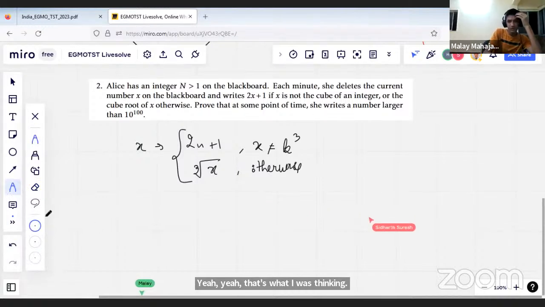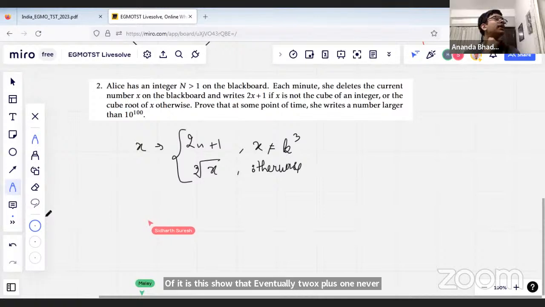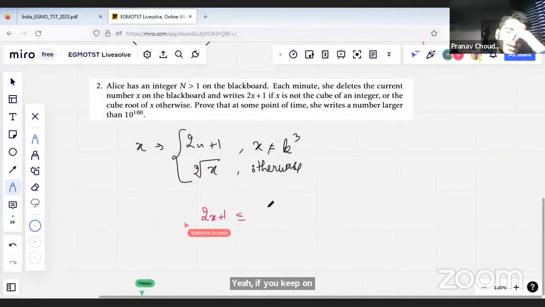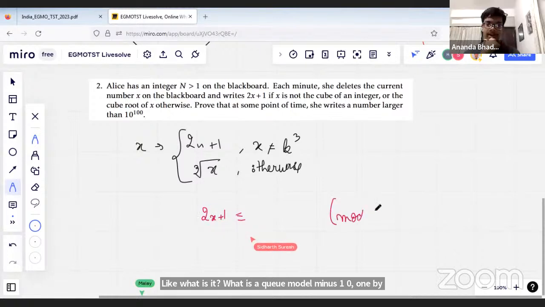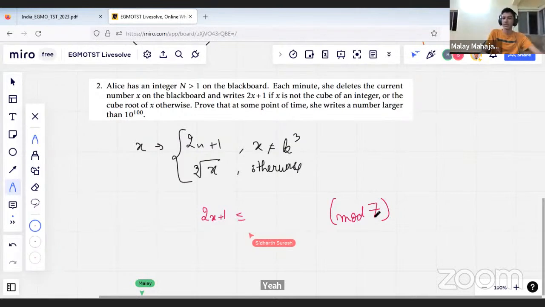Oh wait, is this true that eventually 2x+1 never gives a cube? Yeah, if you keep on. Like, what is a cube mod? 0, 1, -1, right? Mod 8, right? Oh, mod 7. Yeah, mod 7 it's 0 plus minus 1.